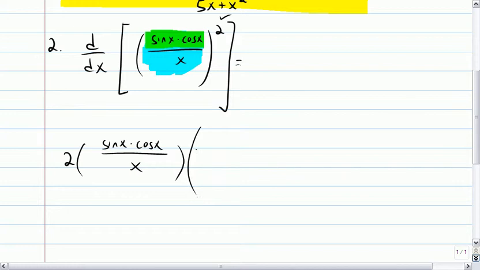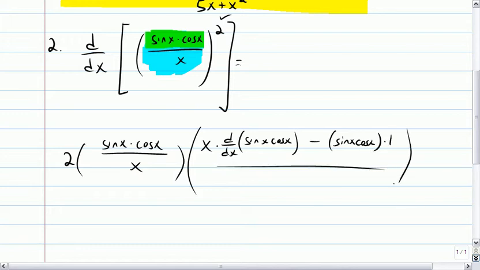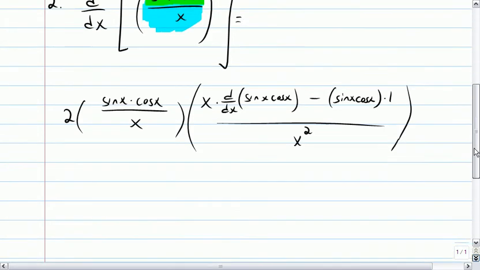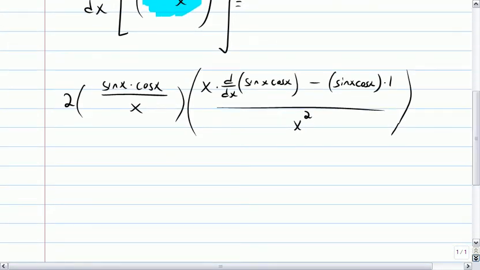We're going to go low d high, so low times d dx of sine x cosine x, low d high, minus high, sine x cosine x, d low, the derivative of x is just 1, all over low squared. Now, it's fine and dandy, except you don't want to leave this in your answer. That's the last thing you need to do, is take care of what's in yellow there. So you just need to apply the product rule to sine x times cosine x.